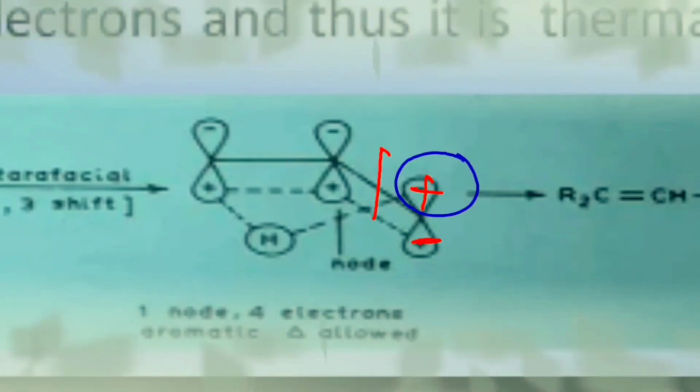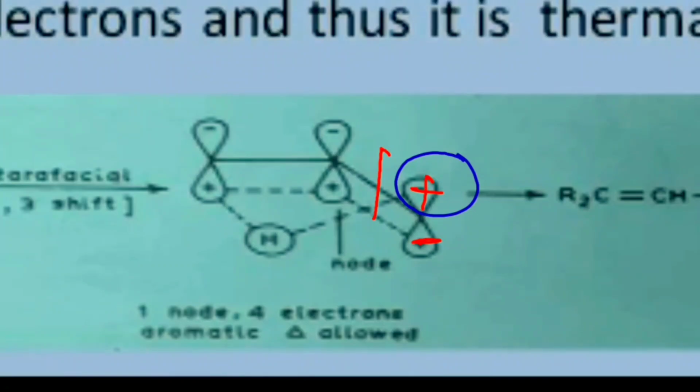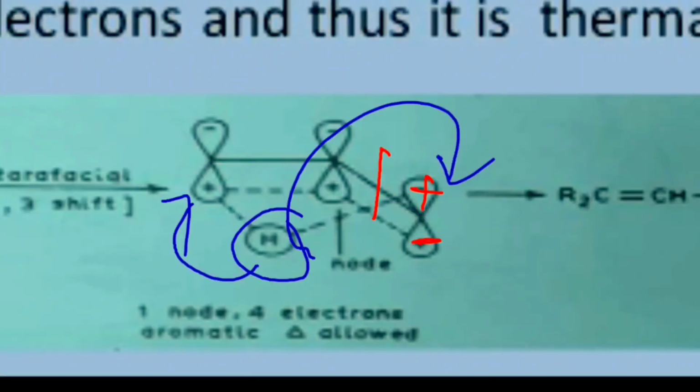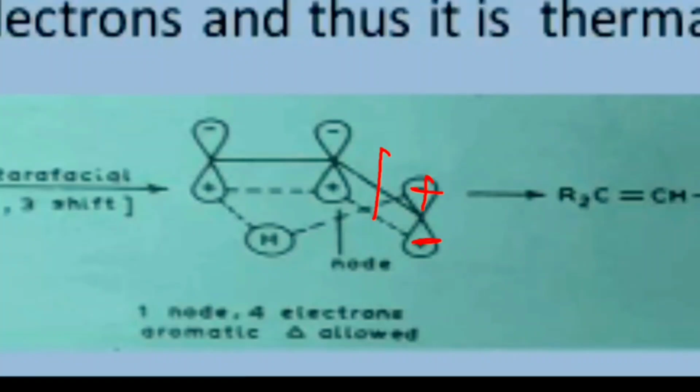Now here if we give one node, then this sign is positive and opposite lobe is having a negative sign. That means now this hydrogen is shifted towards the opposite ends. That is nothing but antarafacial process. Now since here one node is given, as per rules of PMO method, 4 pi electron, one node, aromatic, so it is thermally allowed process. So in this way, antarafacial process is thermally allowed.